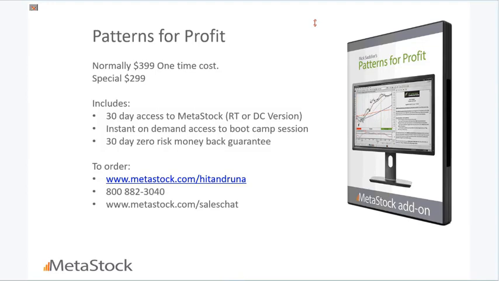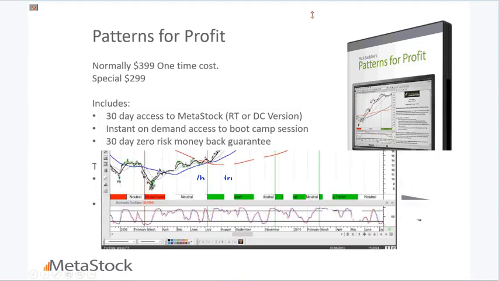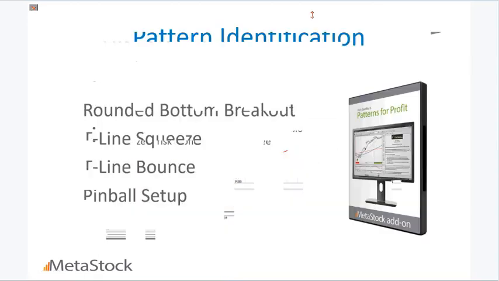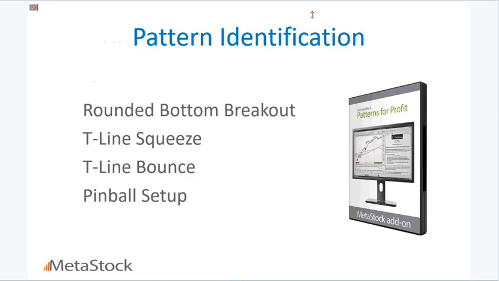Mark, yes. So we ran the scan, and basically it's going to run that scan on all 4 of these patterns. Good question. When you run a scan, we did all of the optionable stocks, for example. It looks for rounded bottom breakout, T-line squeeze, T-line bounce, and pinball setup. All 4 of those are put into one scan, so you run them all at the same time, and it comes back with the list of the stocks that currently have an opportunity, and allows you to ignore the ones that don't. Okay. All right.